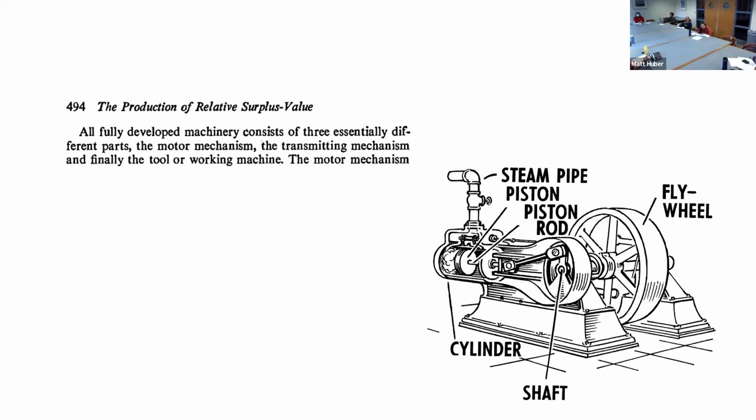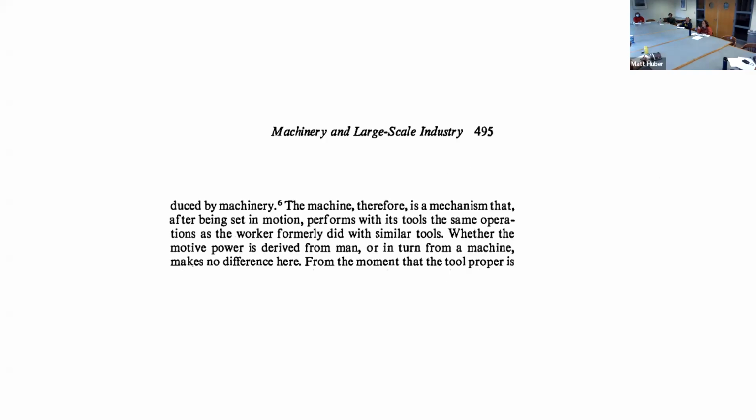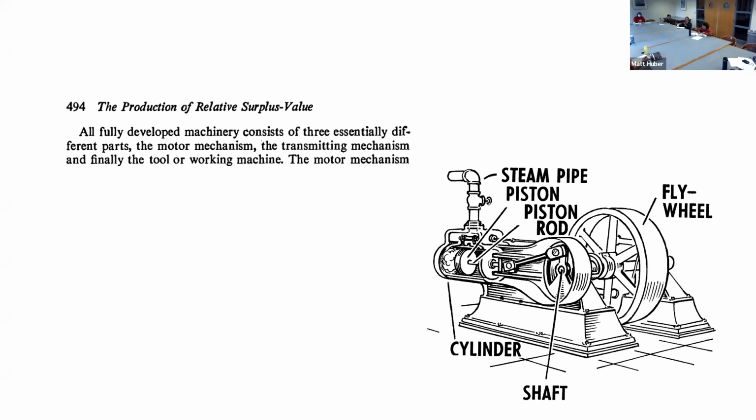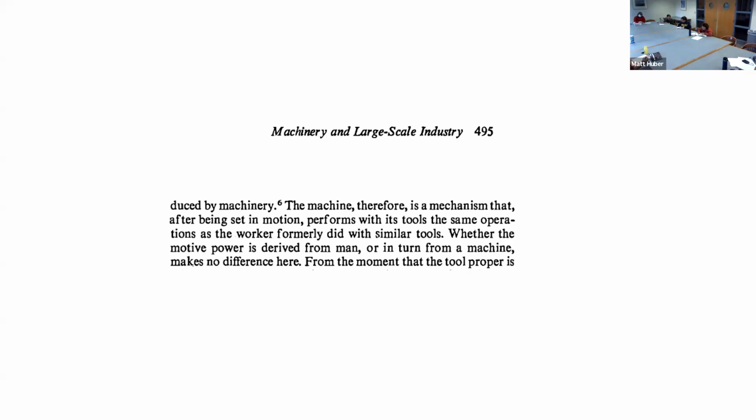So I think importantly, though, he says, the machine is therefore a mechanism that, after being set into motion, performs with its tools the same operation that the worker formerly did with similar tools. So it's that third aspect, the tool or working machine, that replaces what a manual worker used to do. And that's what makes a machine a machine.